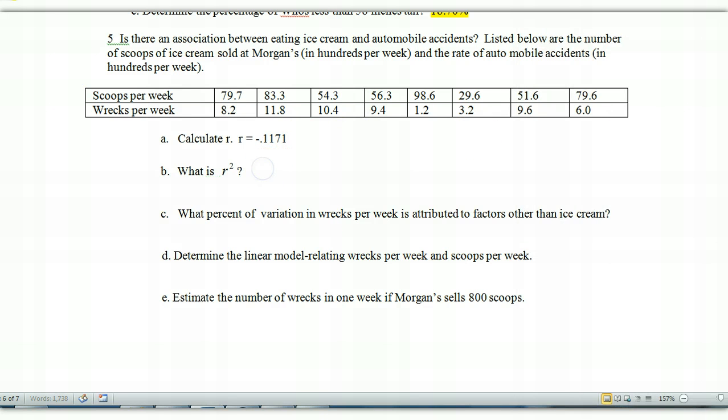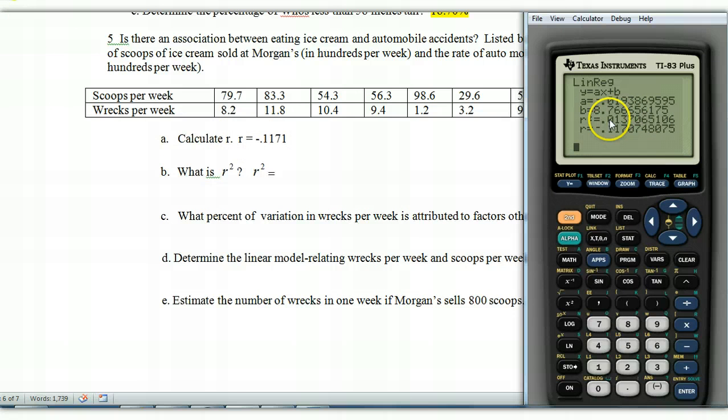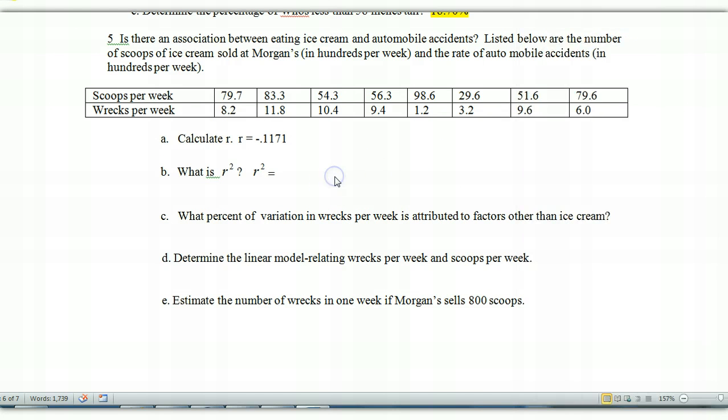R squared, right? Remember, R squared is always positive, because it's squared. It's the square of R, and any value that's squared, positive or negative, will give you a positive number. So R squared right there above it is 0.0137. But we usually write R squared as a percent, so 1.37%.